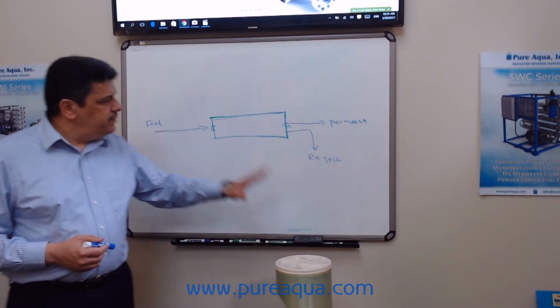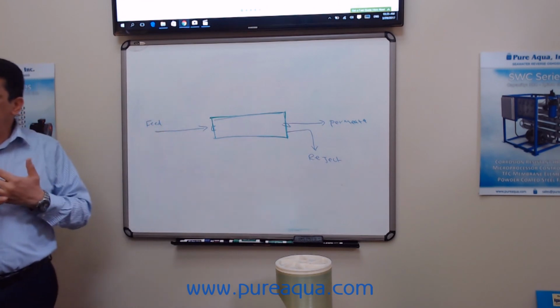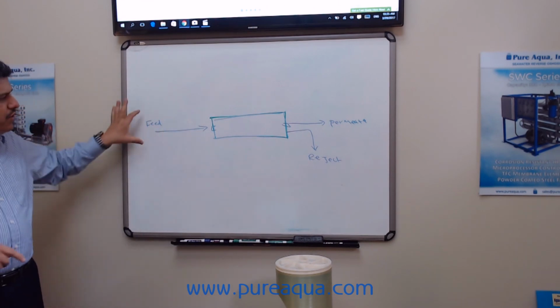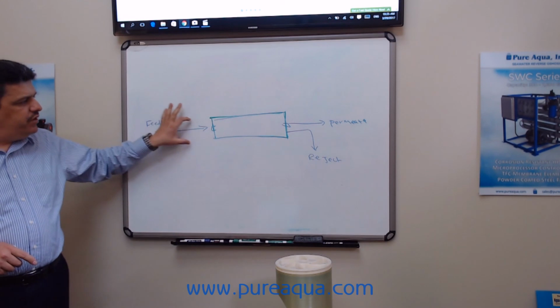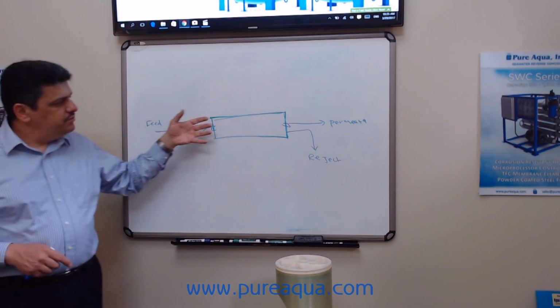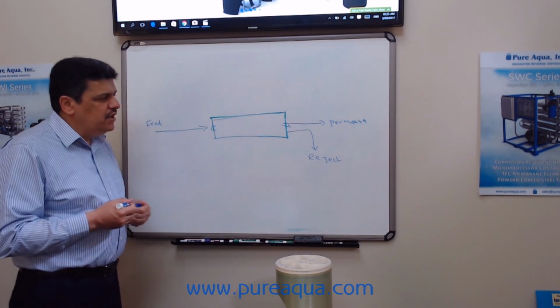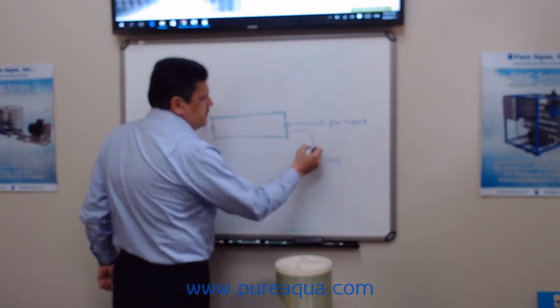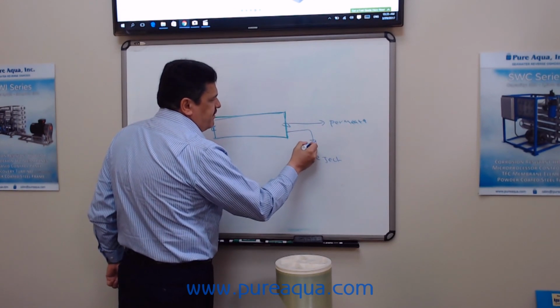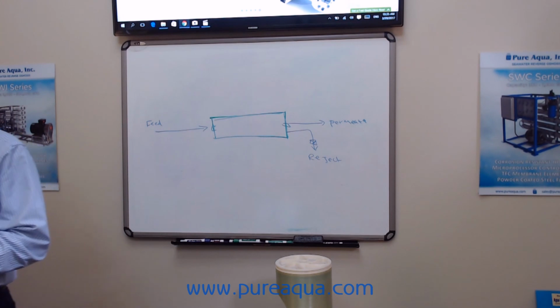Now let's talk about when we feed the water. Regardless, it's the same theory. Whether it's brackish water, tap water, or seawater, it's all the same thing. The water will be fed to the membrane, and it's going to get pressurized through the membrane. How does it get pressurized? We need to control the reject by having a valve here. We cannot close the valve 100%, because if we close the valve 100%, we can foul the membrane.